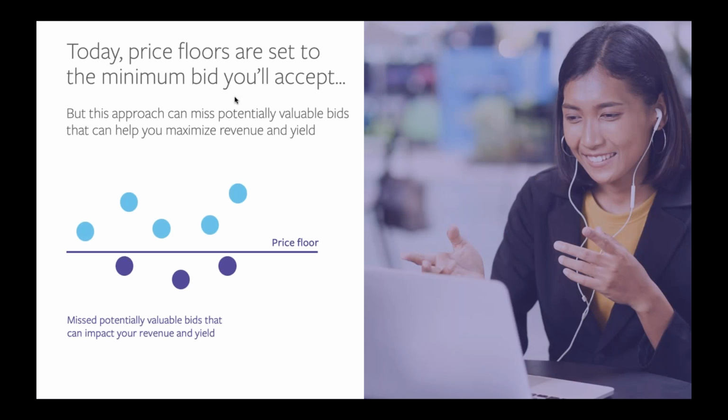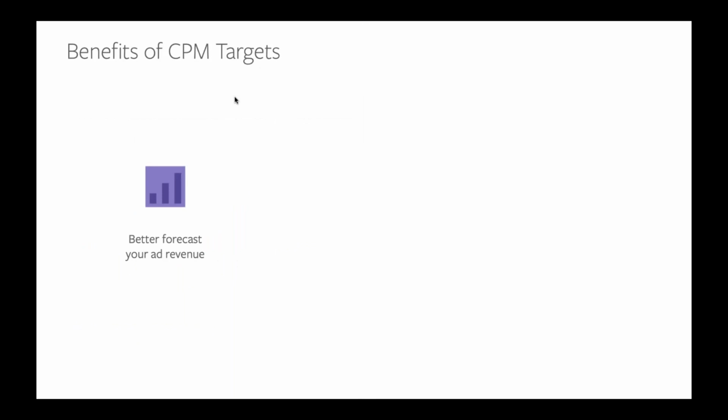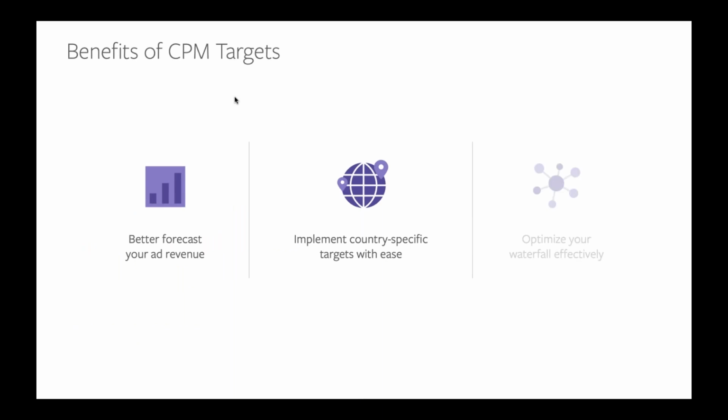Today, price floors remain among the most popular price tools in the market, but price floors typically deliver the minimum bid that you're willing to accept. This often misses potentially valuable bids that fall right below your price floor, and these missed bids can help maximize revenue and yield. So instead of using price tools that only aim to reach the minimum amount you're willing to accept, CPM targets is a new pricing tool that's built to help you reach the bid that you actually want. This is developed to help you maximize revenue through consistent CPM performance.